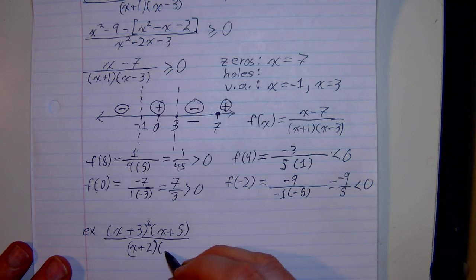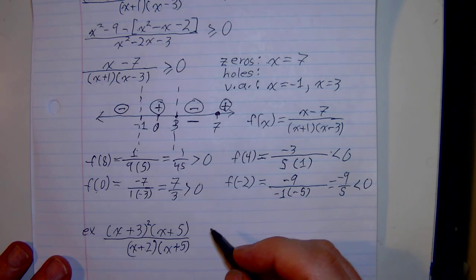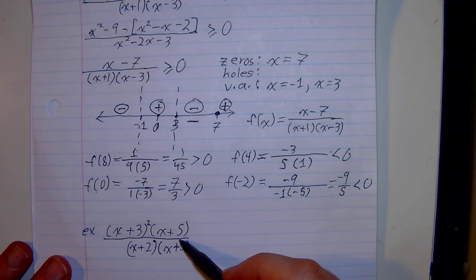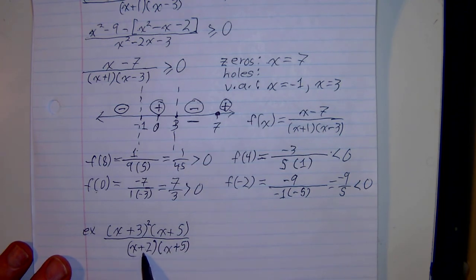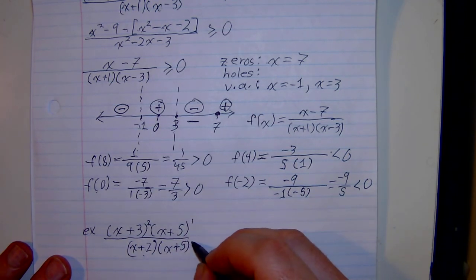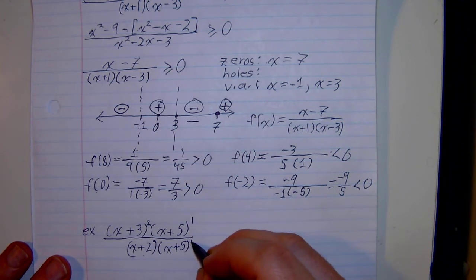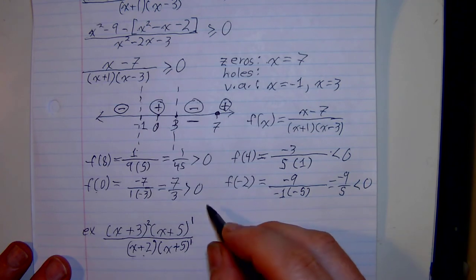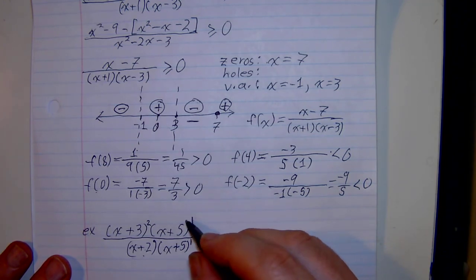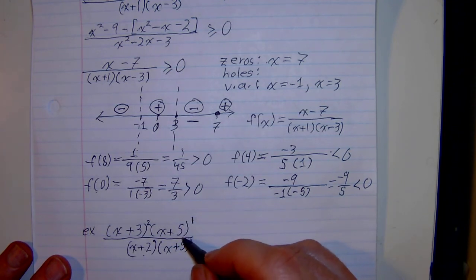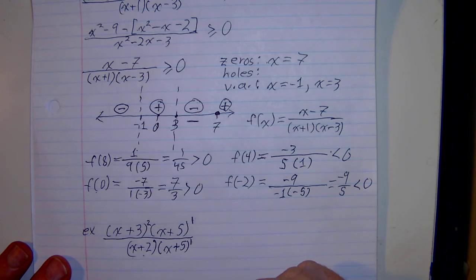What if I then do something like this? Well, now it's not going to change sign at 5, or at negative 5. It will change sign at negative 2. It will not change sign at negative 3. And that's because we count the multiplicity for these purposes, the top and bottom together. So this is an exponent of 1, this is an exponent of 1. 1 plus 1, or really technically 1 minus 1, is 0. So that is even multiplicity for x plus 5 overall, and therefore it's not going to change sign.